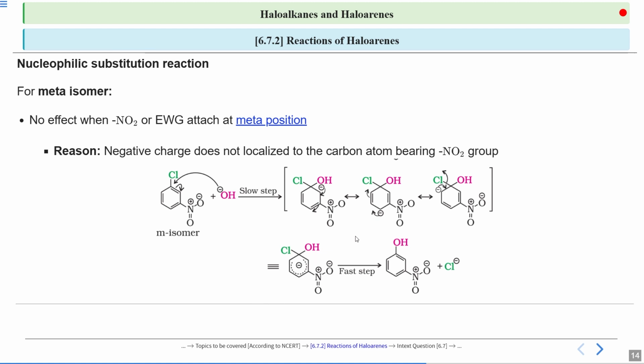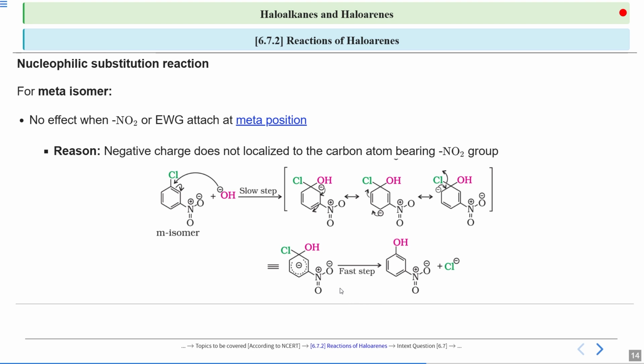Okay, because the negative charge, or carbanion, that is forming during this reaction, that negative charge coming on the ortho carbon, is not localizing on the meta carbon at which the electron withdrawing group is present, so it will not show its effect. So no effect will be shown by the electron withdrawing group when it is attached at the meta position, and you will get your product anyway, but NO2 is not helping in increasing the reactivity of haloarenes.